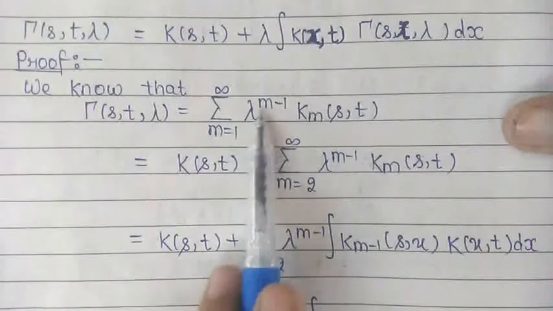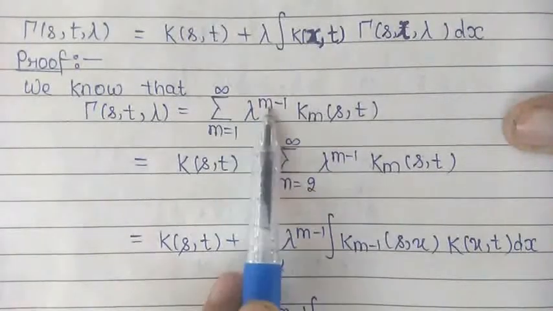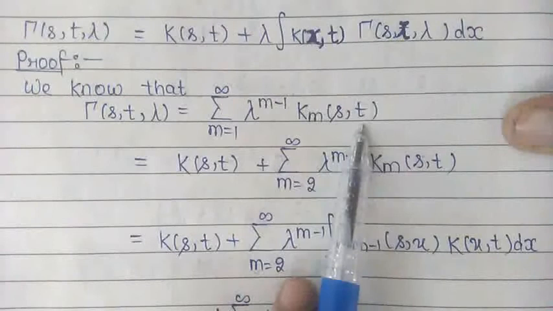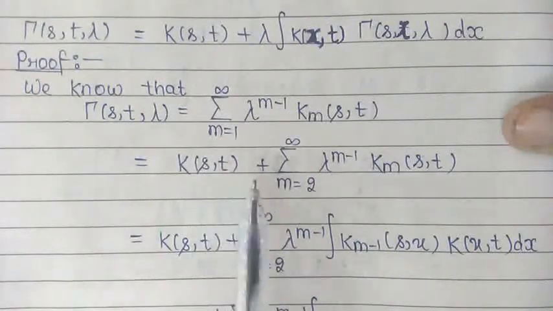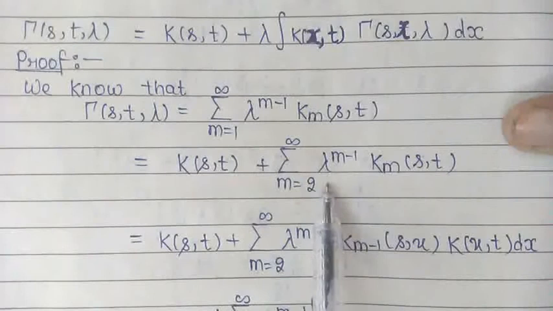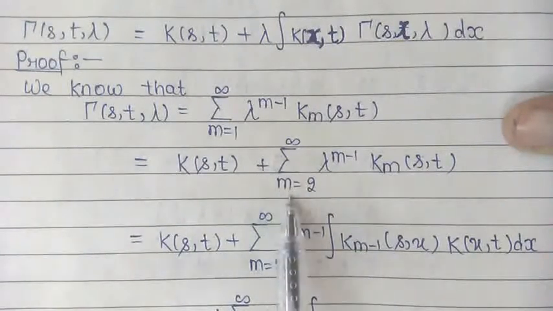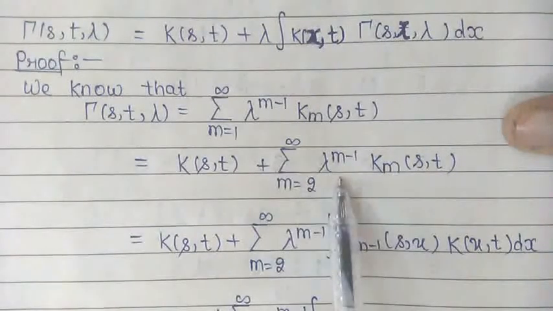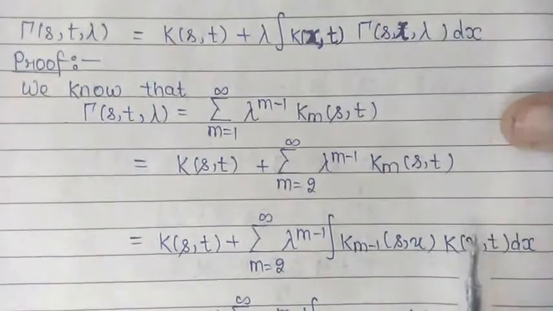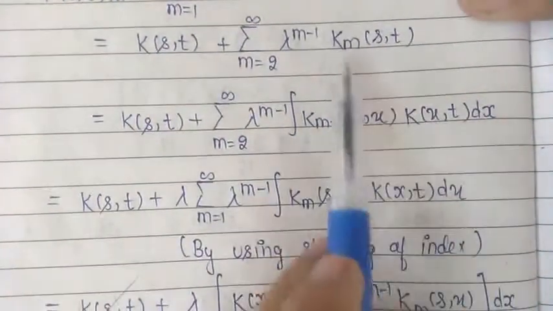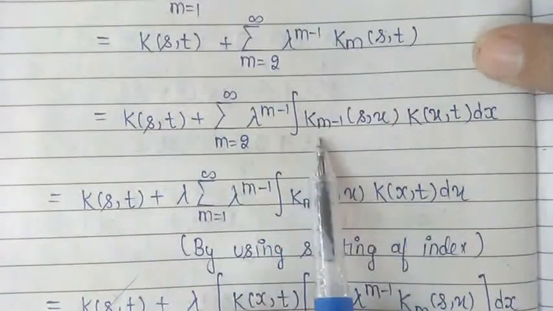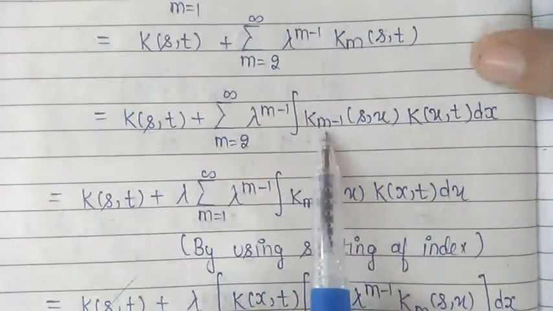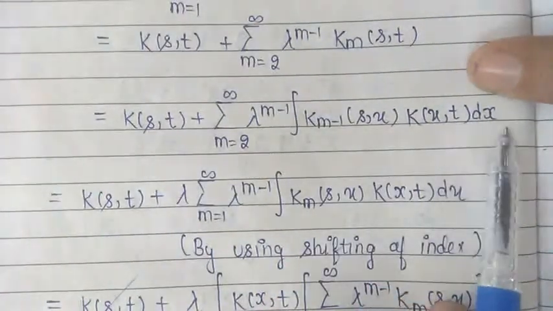If we take m equal to 1, this will be λ raised to the power 0 into K_1(s,t), and K_1(s,t) is always the same as K(s,t). So the term corresponding to m equal to 1 is K(s,t) plus the remaining part of this summation, that is summation m varies from 2 to infinity λ raised to the power m minus 1 K_m(s,t). Now substituting the value of the mth iterative kernel here, by definition the mth iterative kernel is given by the integral of K_{m-1}(s,x) K(x,t) dx.